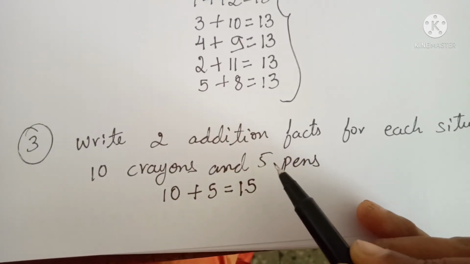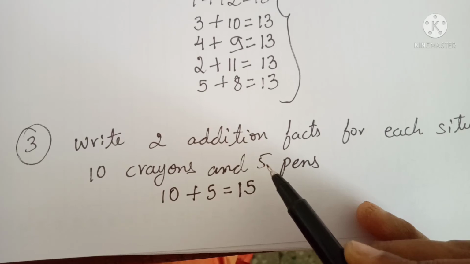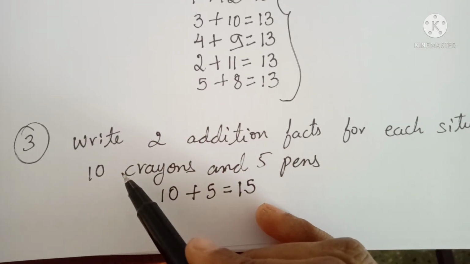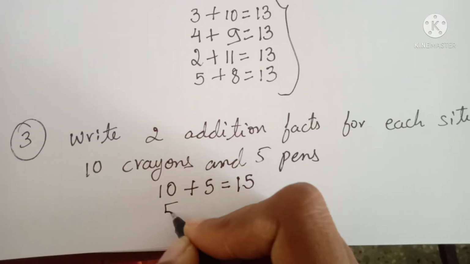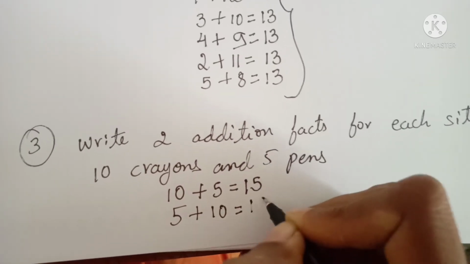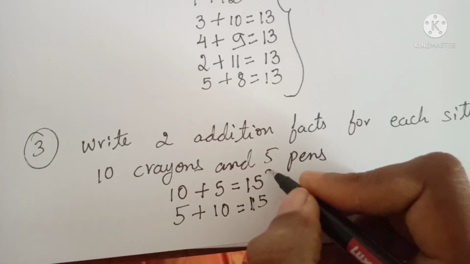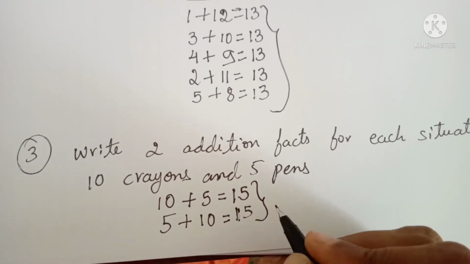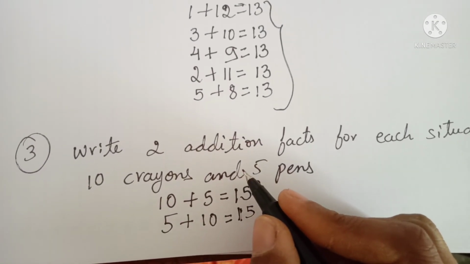Okay, next let us write the number of pens first, after that the number of crayons. See, 5 pens first, 10 crayons, altogether 15 things only. Here we got 2 addition facts for the same situation.